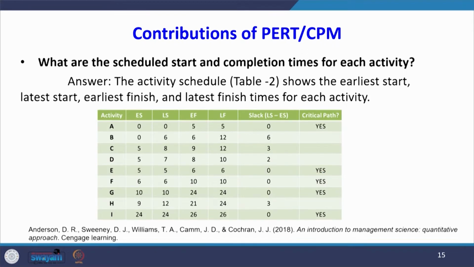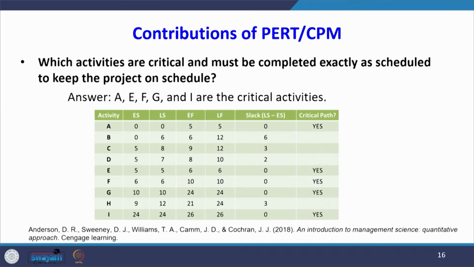The next question the manager wants to know is what are the scheduled start and completion times for each activity. So, this table shows the earliest start, latest start, earliest finish and latest finish time for each activity. The next question the manager wants to know is which activities are critical and must be completed exactly as scheduled to keep the project on schedule.